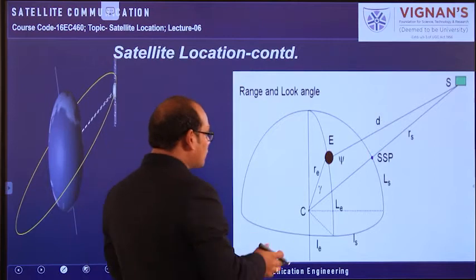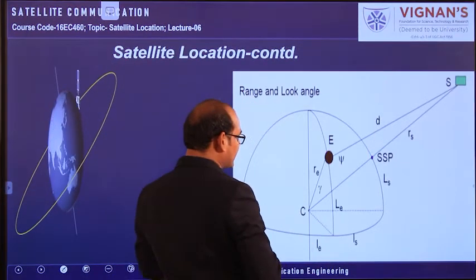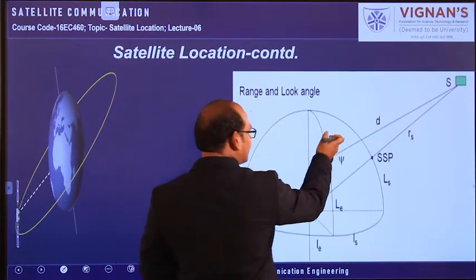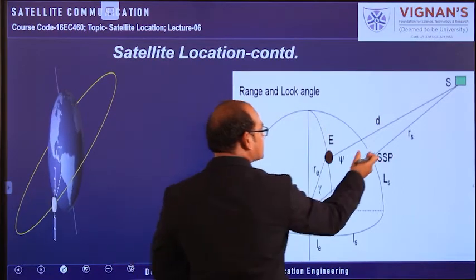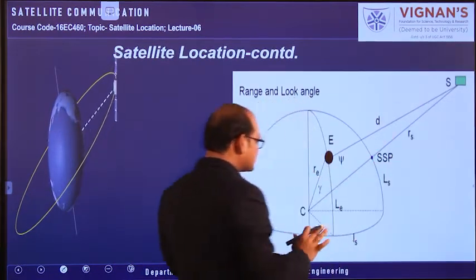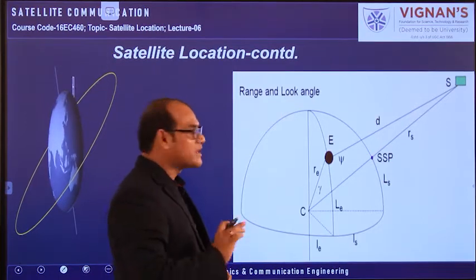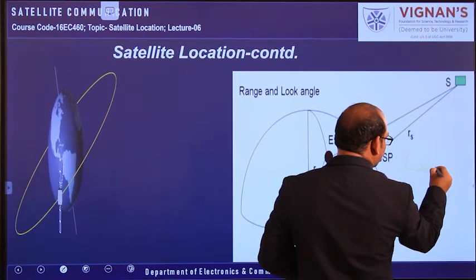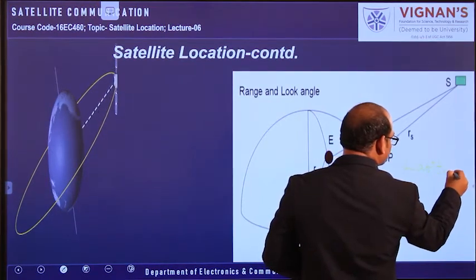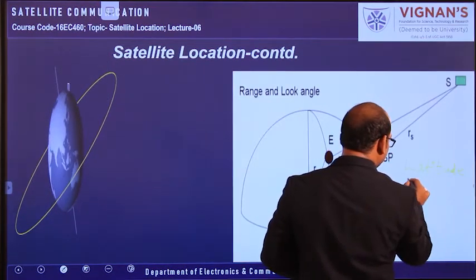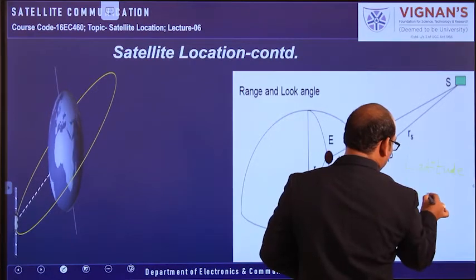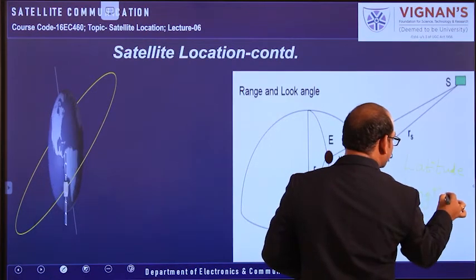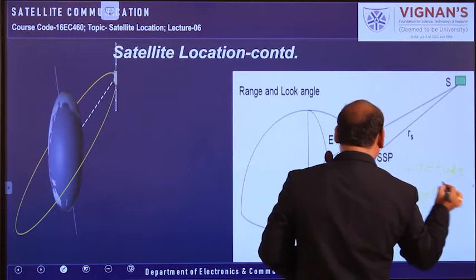Okay, same diagram we have taken, some portion of the earth we have taken here. This is center, here earth station is available, sub-satellite point and satellite is there. Same diagram we have taken, but here we have represented the latitudes and longitudes. This is the addition to the previous diagram. Latitude and longitude, these were represented in this diagram.